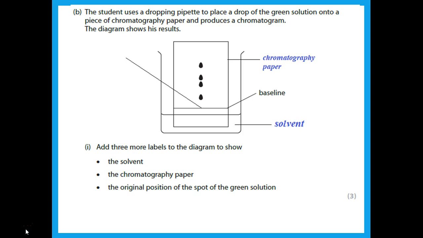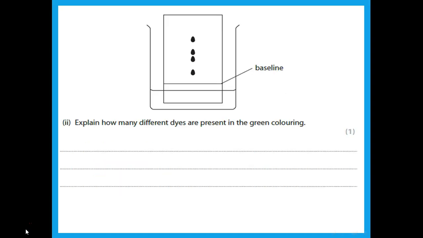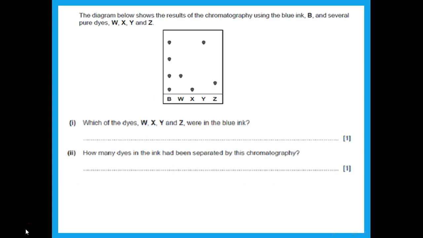The original position of the spot, where did he originally put the spot? Below that line of 4 spots. It should be down there. Okay, explain how many different dyes are present. Well, how many spots do we have? We have 4. That means that we have 4 dyes. So we have 4 dyes because it has 4 spots.